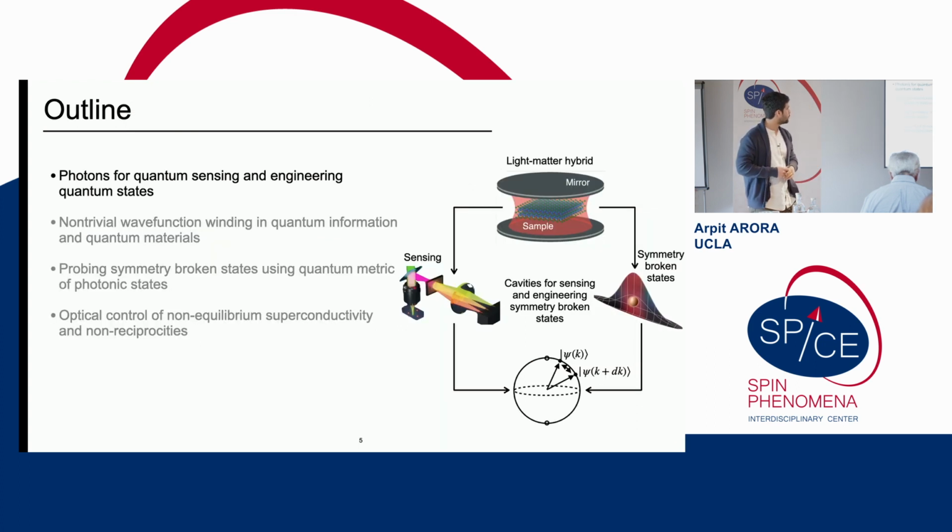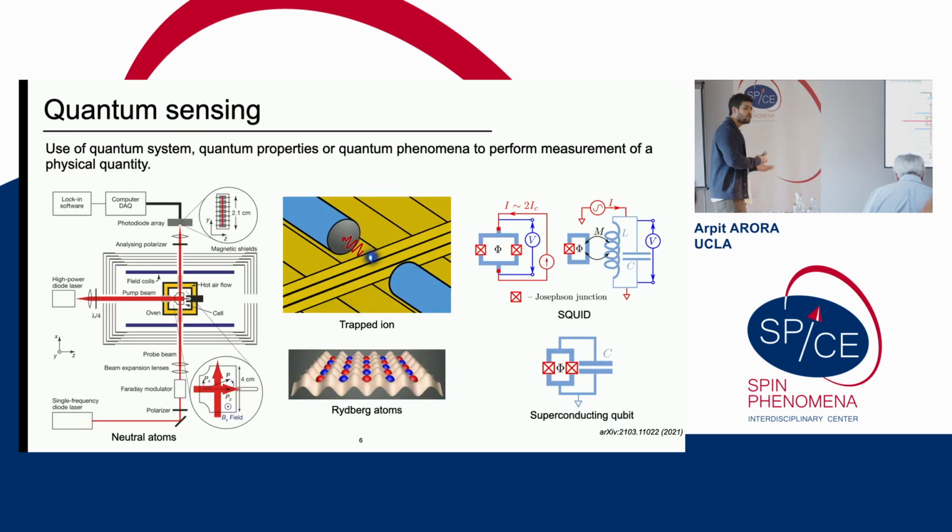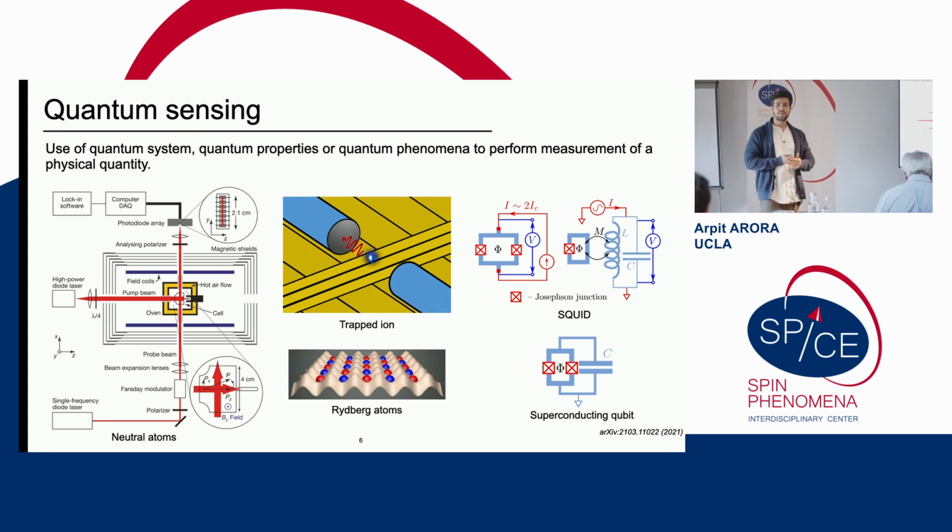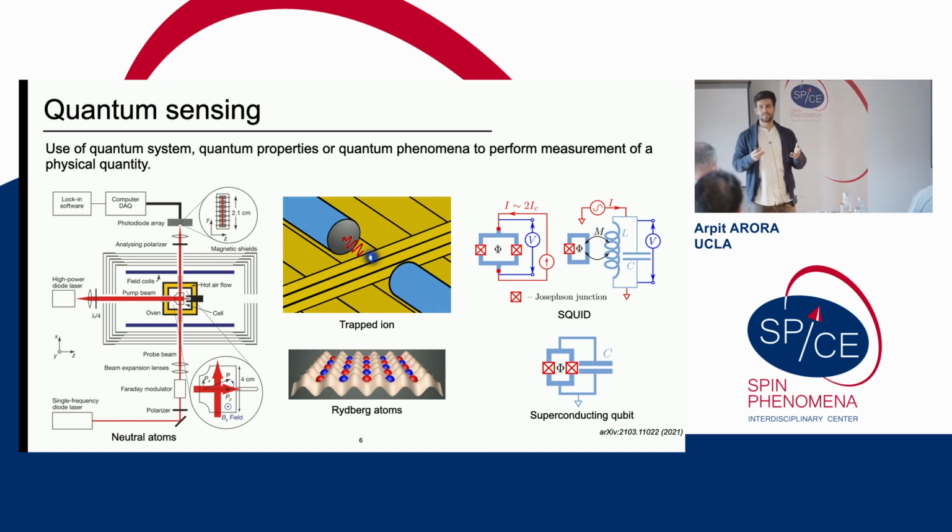So I'll start with photons for quantum sensing and engineering quantum states. We all know what quantum sensing is. We actually sense quantum phenomena in some way or the other in everyday science. But when I say quantum sensing as a term, it has some stringent protocols such as quantized energy levels, coherence times, and so on. But people have been doing it for some time.